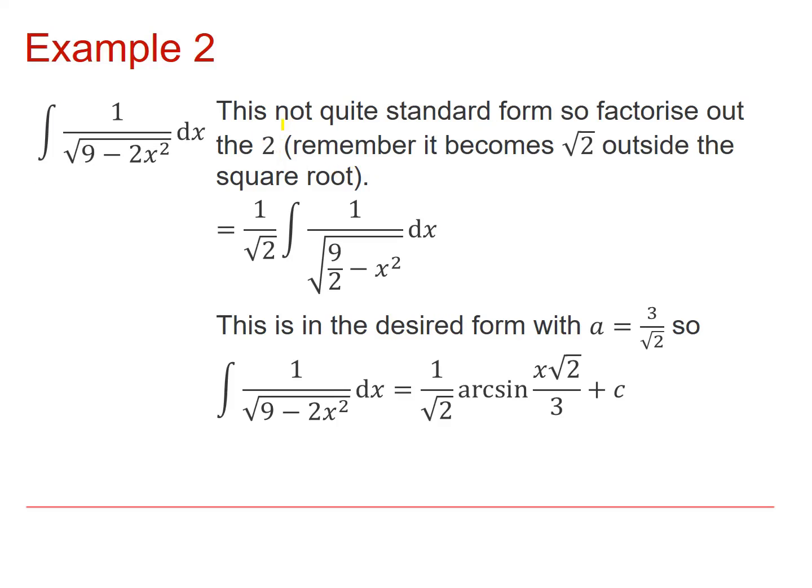So notice it's not quite standard form because of the 2. We took a factor of 2 out, which became the root 2 on the outside and the over 2 here in the 9, and then that gives me a is 3 over root 2, which we've used here in the x over a.